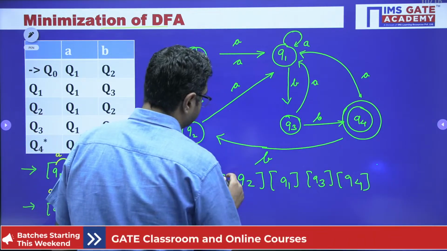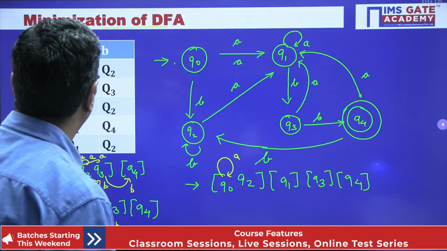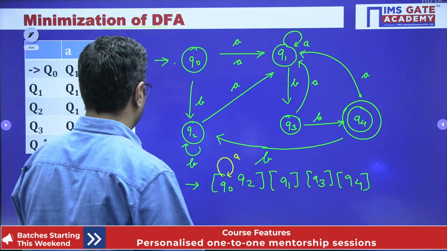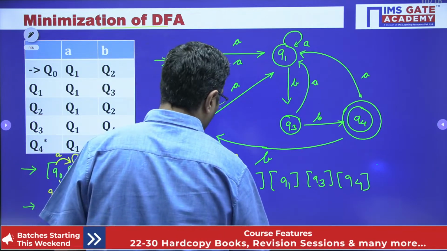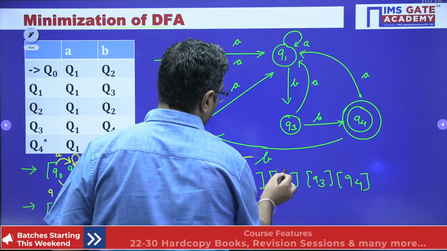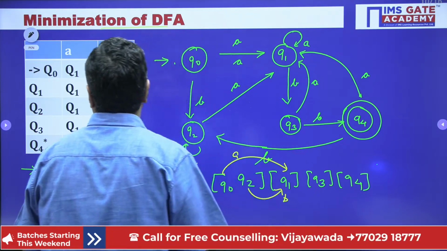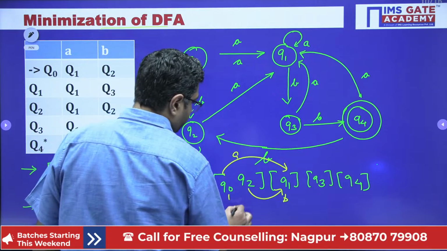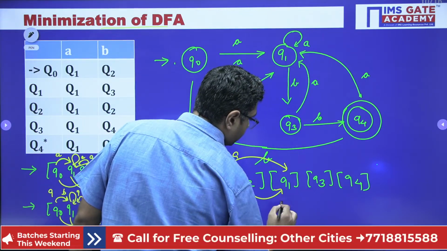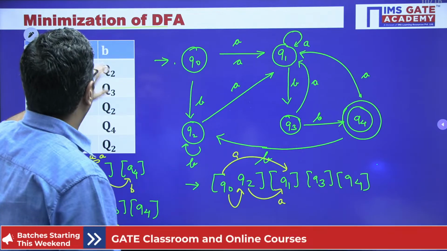So Q0 on A goes to Q1. Q0 on A goes to Q1, sorry. Q2 on A also goes to Q1, the same set behavior.